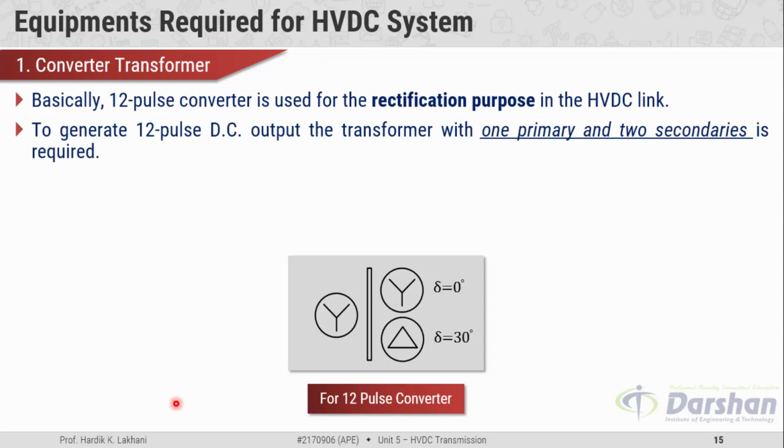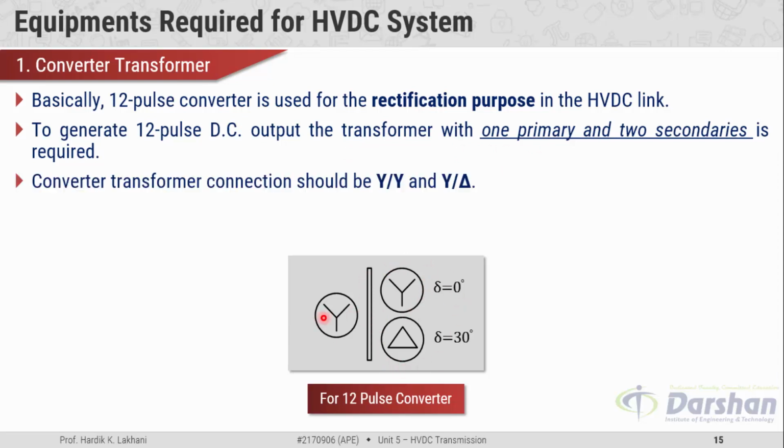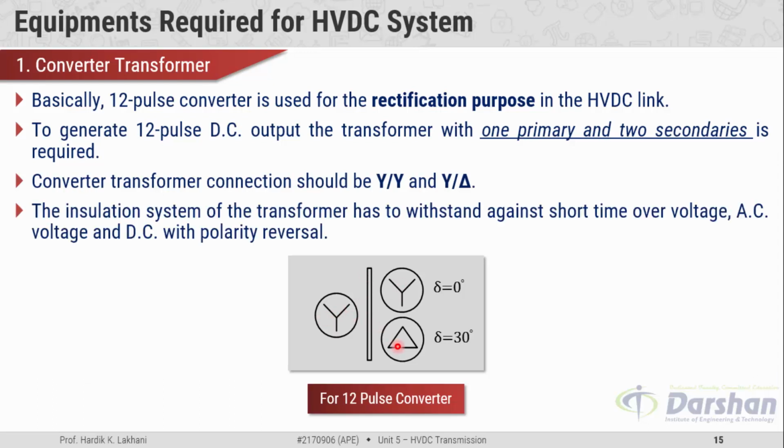To generate 12 pulse DC output, the transformer with one primary and two secondaries is required. Converter transformer connection should be star star and star delta. The insulation system of the transformer has to withstand against a short time over voltage, AC voltage and DC with polarity reversal. So while designing the transformer, one has to take care about all these parameters.